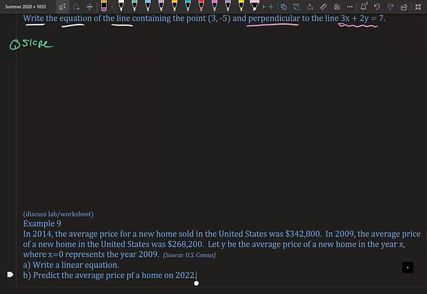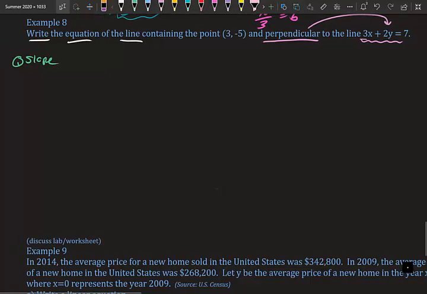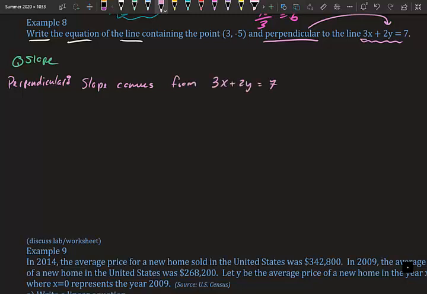How do we know that we need to find the slope from something else? Because we're not given 2 points and we're not given the slope. We're given a point and a line. If we're given a point and an equation, we need to pull out the slope. So it says perpendicular. What that means is that the slope comes from 3x plus 2y equals 7.